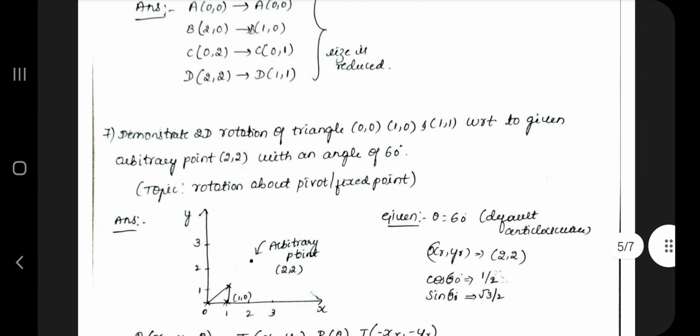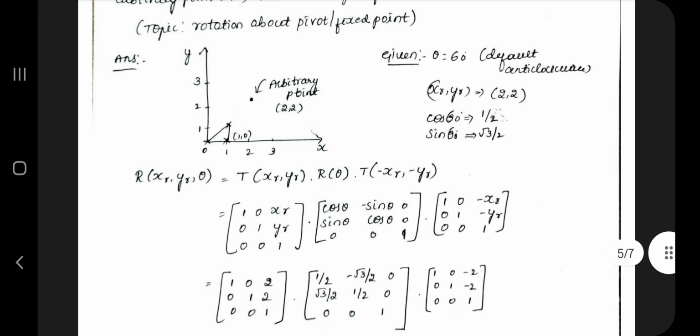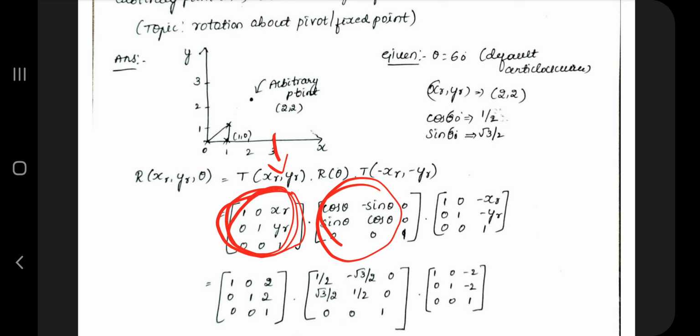Okay, demonstrate the 2D rotation of a triangle with respect to an arbitrary point. See, here is the relevance of composition transformation. They have given an arbitrary point, it's not at the origin. So first you have to translate it to the origin. For that you will be using the tx value, which is xr and yr. So you will translate it, then rotate it with the angle they have given, substitute that here, and the xr yr value they have also given, substitute that here.